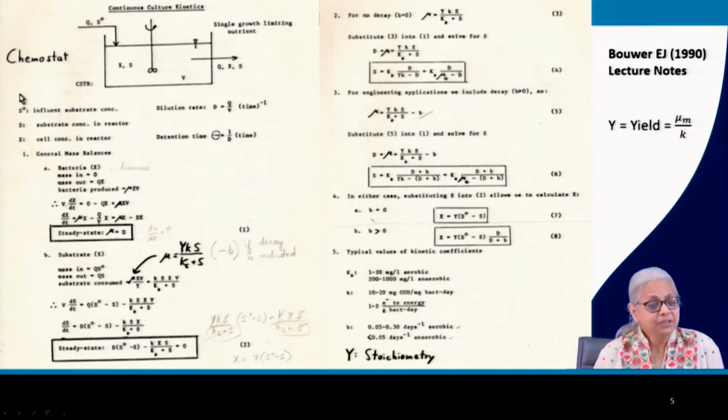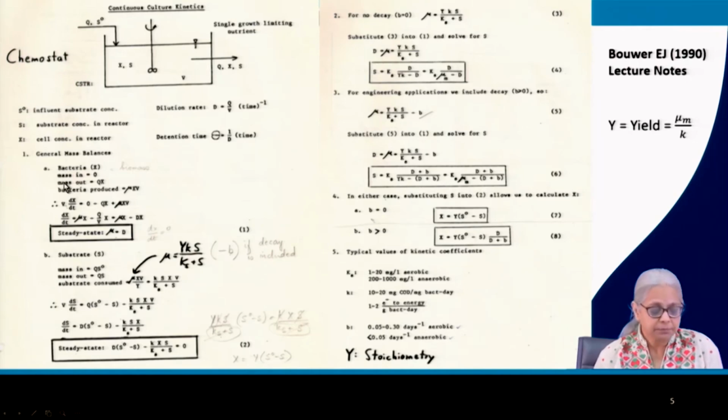So S0 is our influent substrate concentration, S is our output substrate concentration as well as the substrate concentration inside the reactor. Same thing for X. X is the cell concentration leaving the reactor as well as whatever is inside the reactor. Dilution rate and detention time have already been defined. So let us do a simple mass balance for the biomass as well as the substrate.